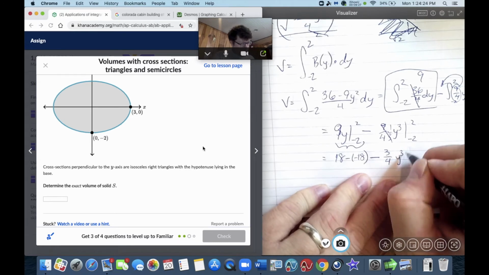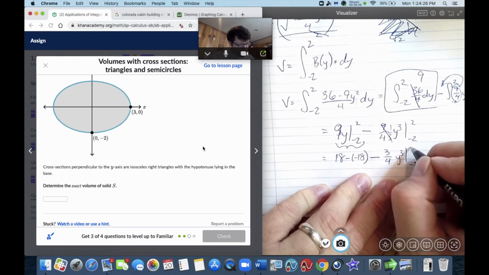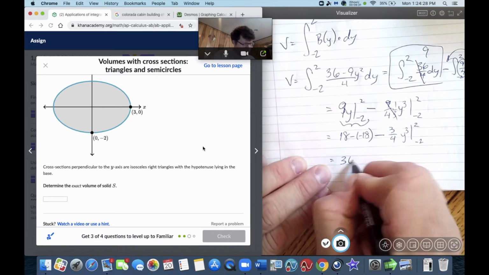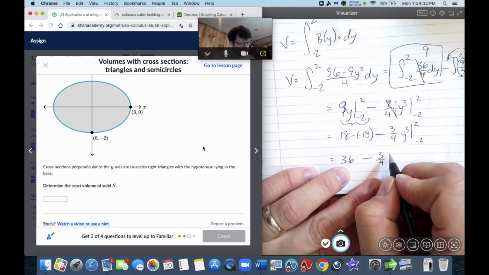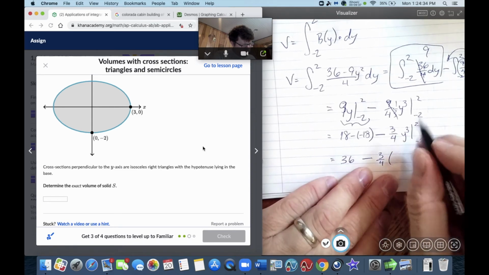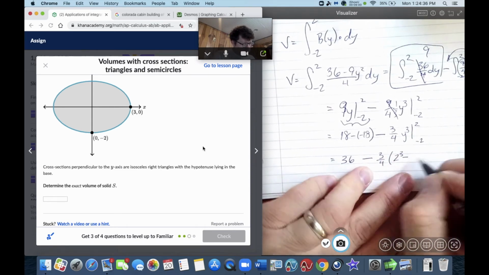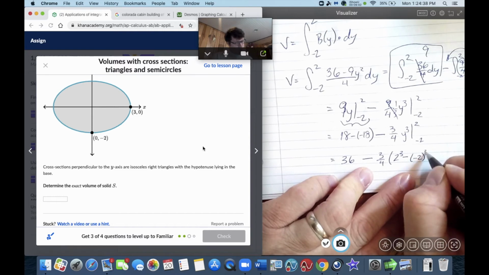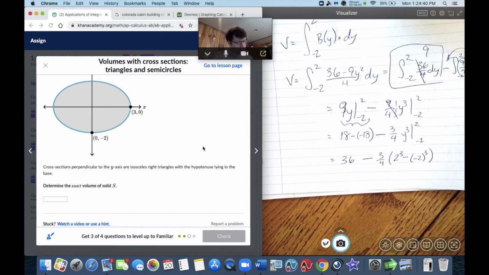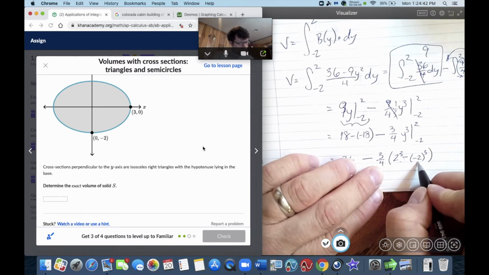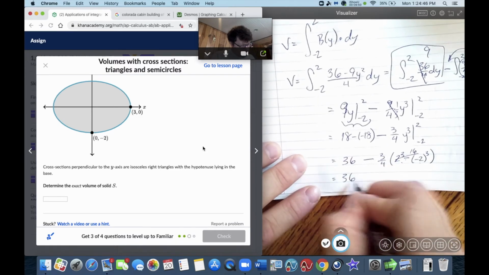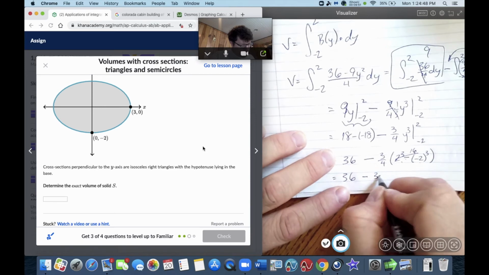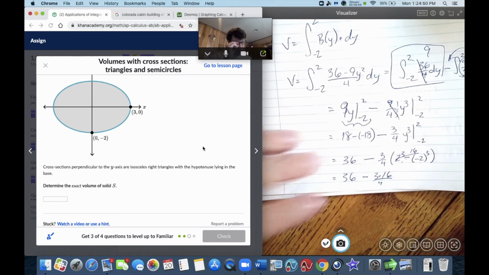So 36 minus 3/4 of 2 cubed minus -2 cubed. 8 minus -8, 16. 36 minus 3 times 16 over 4. 48 over 12 is 24. I'm saying the answer is 24.